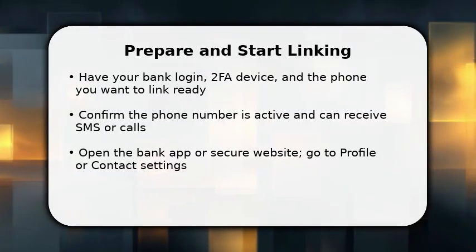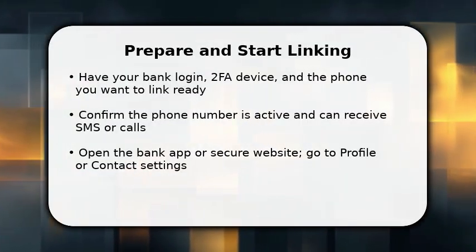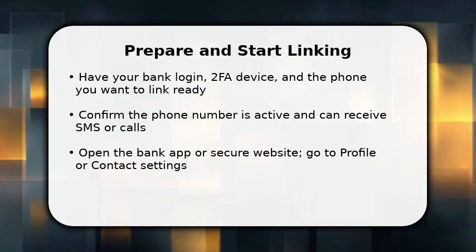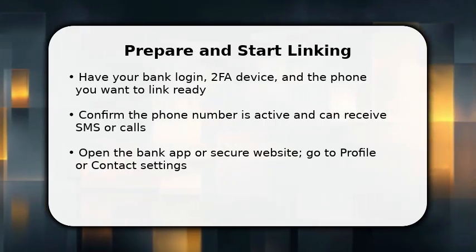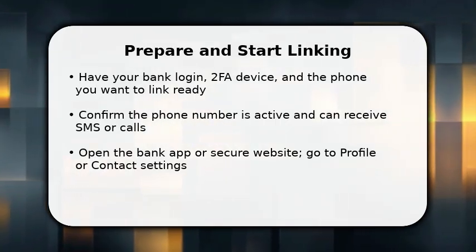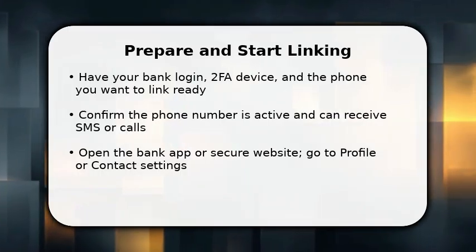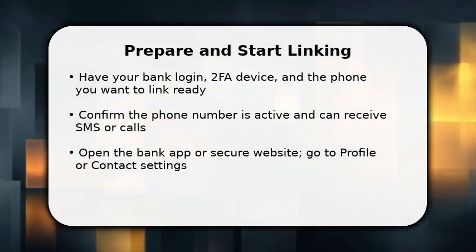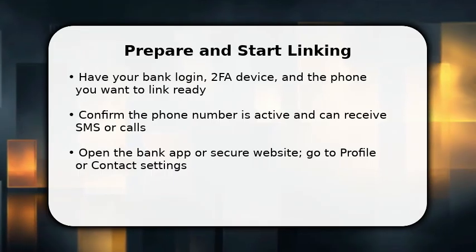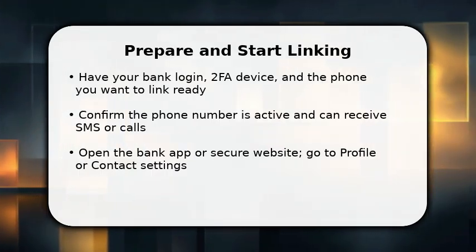You begin by opening your bank app or secure website and signing in. Make sure you have your two-factor device and the target phone in hand. Once authenticated, navigate to Profile or Contact Settings and choose Phone Number or Security Contact. Tap Add or Edit, then type the full number with country code.